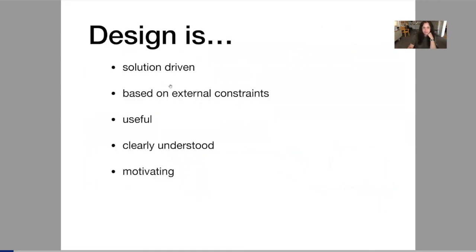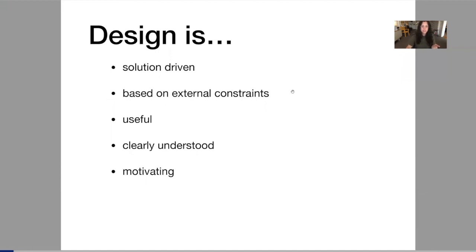Design is solution driven. It's based on external constraints. It's useful, clearly understood, and it's motivating. You want your design to do something. This is why people create a design. They need it to communicate. They have a goal. They want a call to action. The design has to do something for people. So it's always solution driven. You usually have a set of parameters, and within those parameters, you have an end goal.